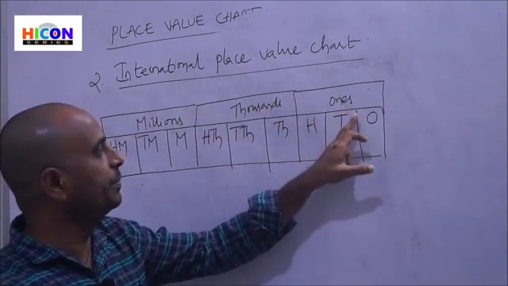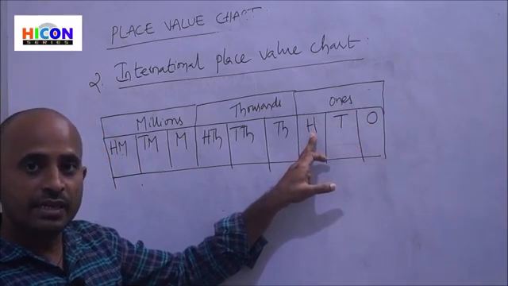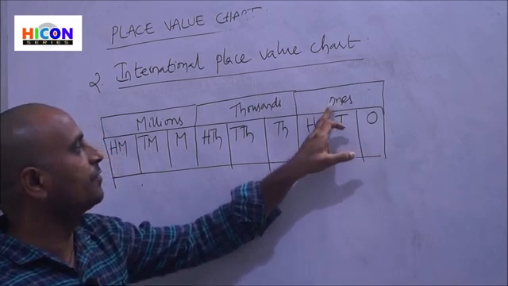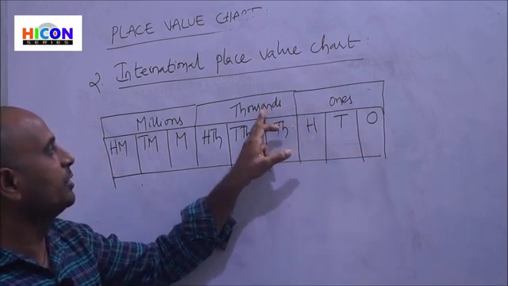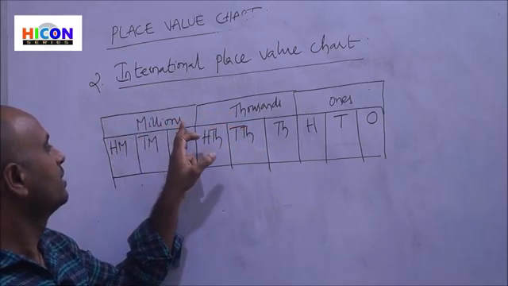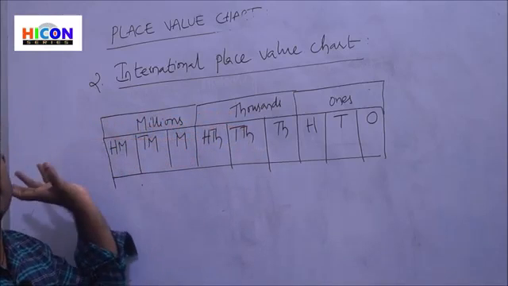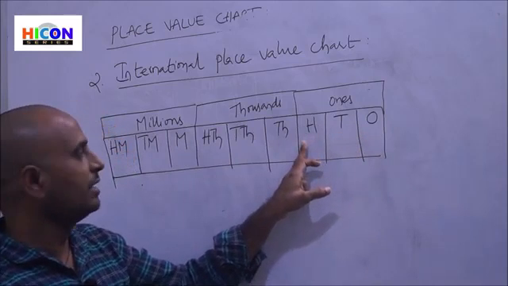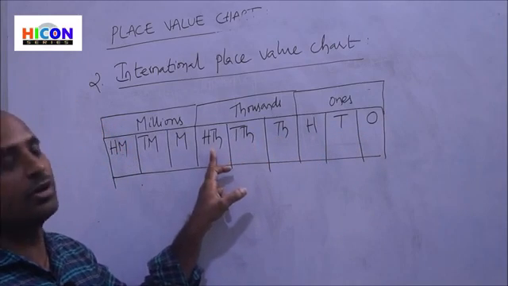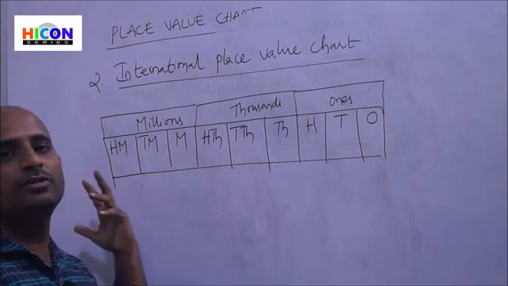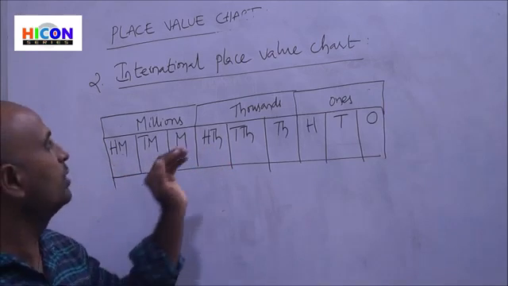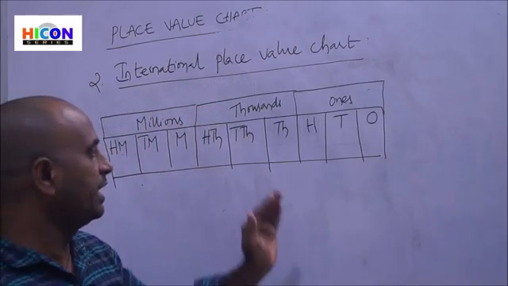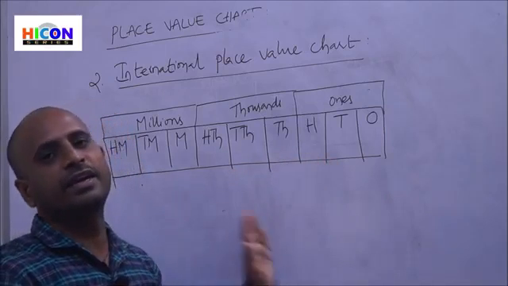Thus the first comma should be placed after 3 digits, because the first comma is placed after the ones period, the second comma after the thousands period, and the third comma after the millions period. That means the first comma is placed after 3 digits, the second comma also after 3 digits, and the third comma also after 3 digits. So in the international place value chart, we put commas after every 3 digits from the right side.